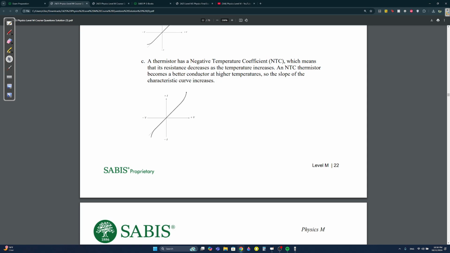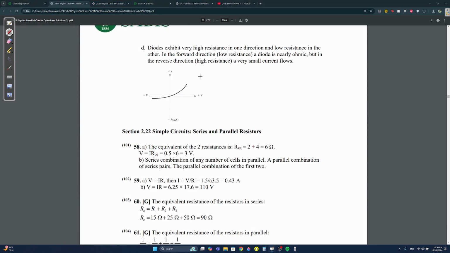The semiconducting diode. This is the only one that looks like this. Diodes exhibit very high resistance in one direction. That's why we call it unidirectional. And low resistance in the other. Here it has high resistance, but here it's low resistance because there's actually current flowing. A diode is nearly ohmic in the forward direction, but in the reverse direction, very small current flows. You can see how it's almost straight here, but over here it's barely exhibiting any current.